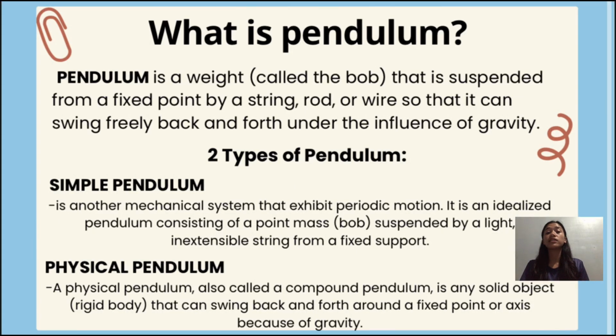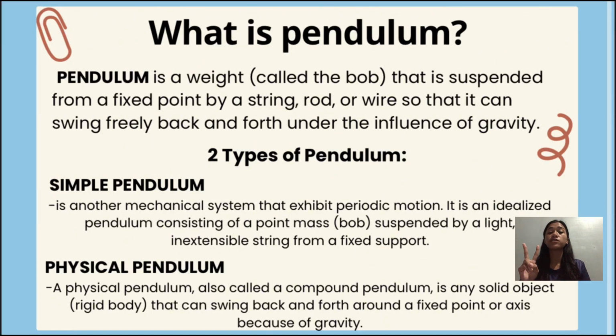A pendulum is a weight called a bob that is suspended from a fixed point by a string, rod, or wire so that it can swing freely back and forth under the influence of gravity. Meaning, a pendulum is a weight called a bob that hangs from a string or rod that can swing back and forth freely. It moves because of gravity, which pulls it down and makes it swing.